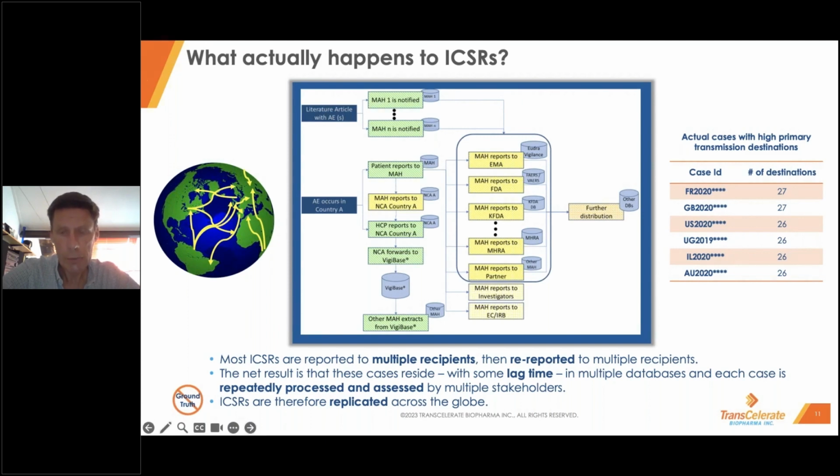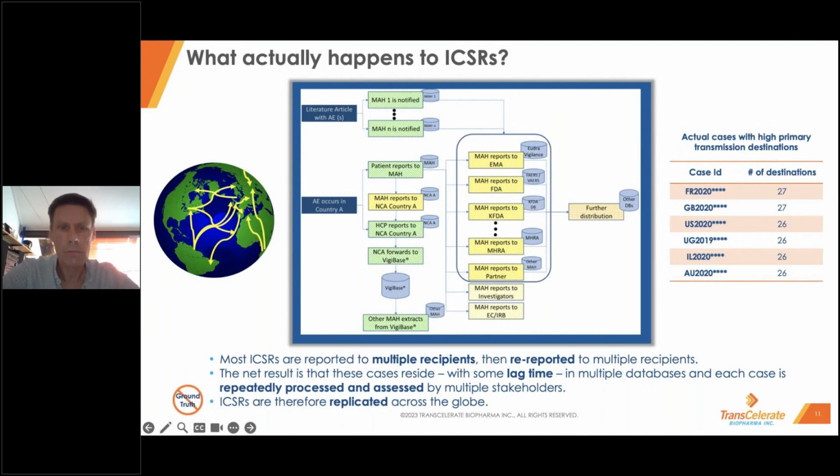And the net result, we suspect, is that each case is repeatedly looked at, processed, and assessed in terms of causality, labeledness, etc., by multiple stakeholders. That concept we named replication. And going back to the graph in the middle, if you see the blue box there, it says an adverse event occurs to a patient in some country A.